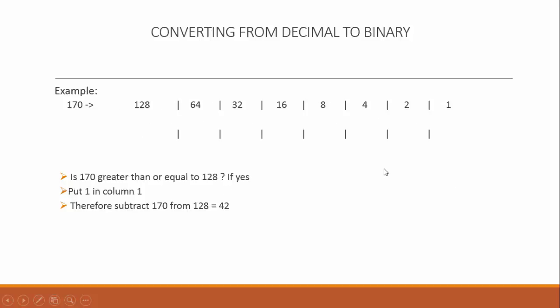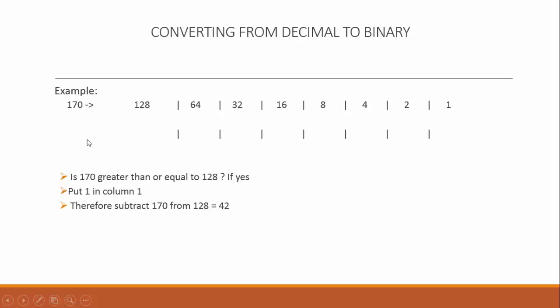So I want to convert from decimal to binary. Let's take an example of 170 as a decimal number. We have 8 different columns. 2 raised to power 0 is equal to 1, 2 raised to power 1 is equal to 2, 2 raised to power 2 is equal to 4, 2 raised to power 3 is equal to 8, 2 raised to power 4 is equal to 16, 2 raised to power 5 is equal to 32, 2 raised to power 6 is equal to 64, 2 raised to power 7 is equal to 128.